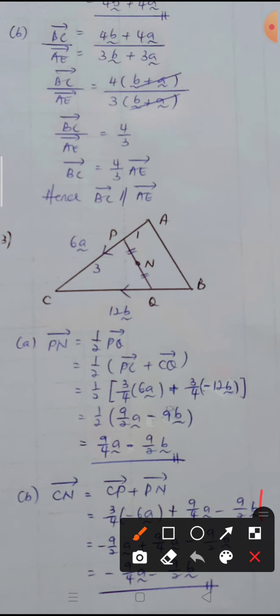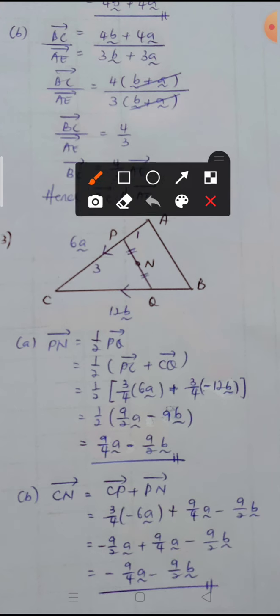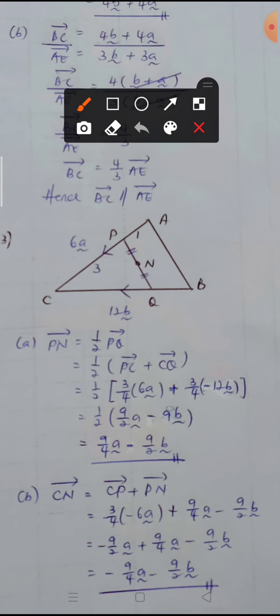For question number 3, look at the given diagram. I need to move away this toolbar because it disturbs me. This is my enemy. Oh my goodness. Yes, done.